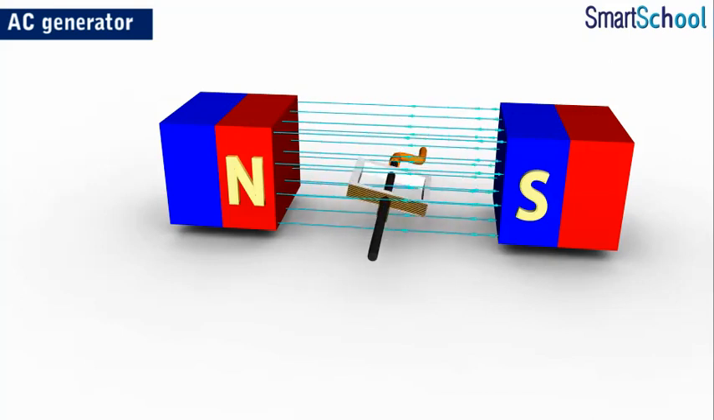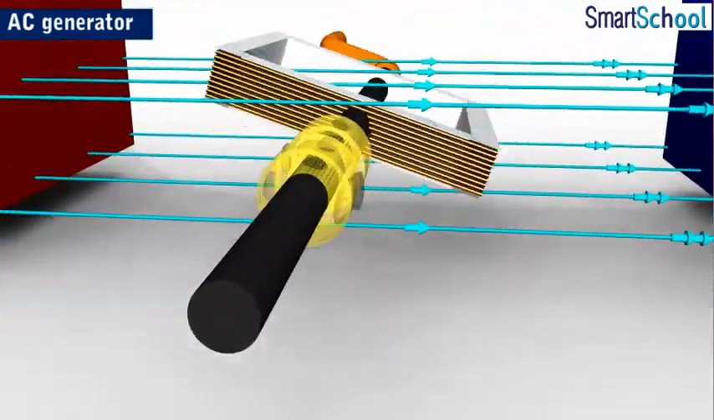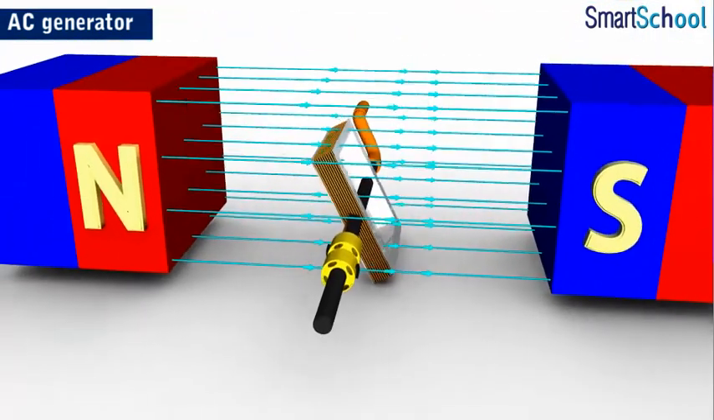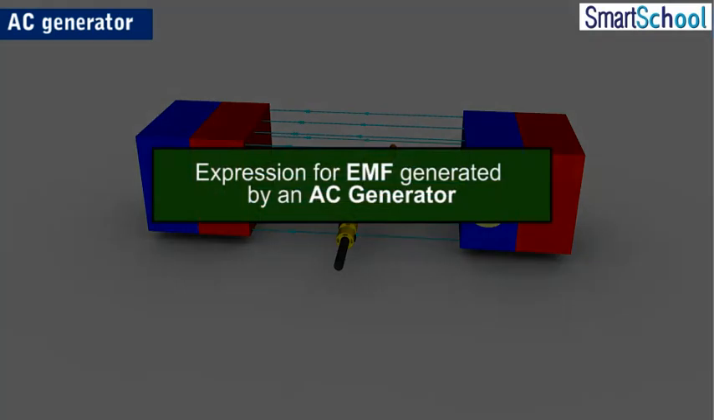The ends of the coil are connected to an external circuit by means of slip rings and brushes. The coil rotates, inducing an EMF and a current in itself. The current induced in the coil is fed into external circuits through the slip rings that act as terminals to the generator. Let us now find the expression for the EMF generated by an AC generator.